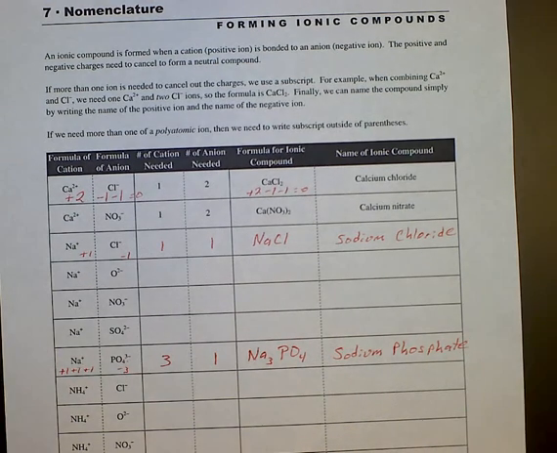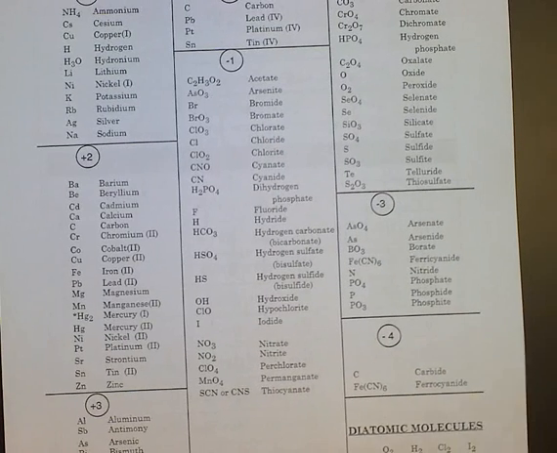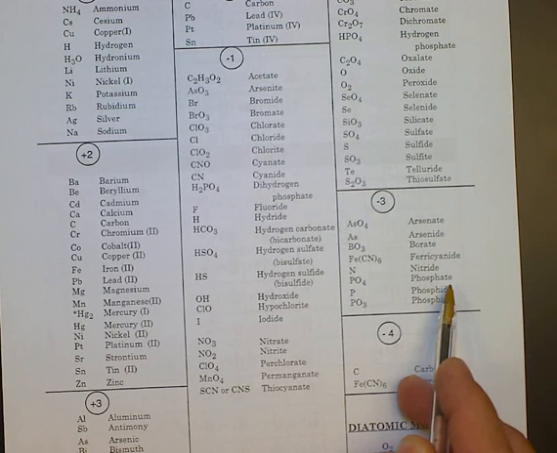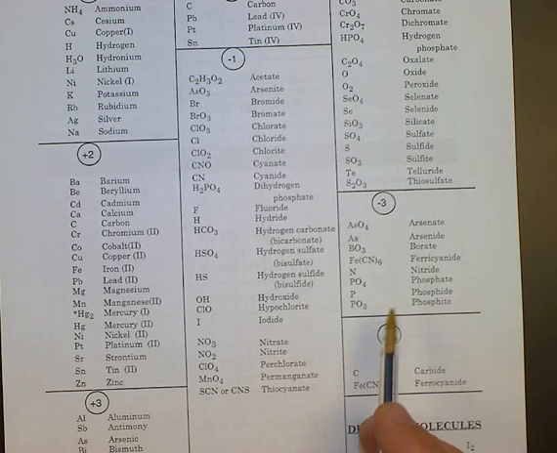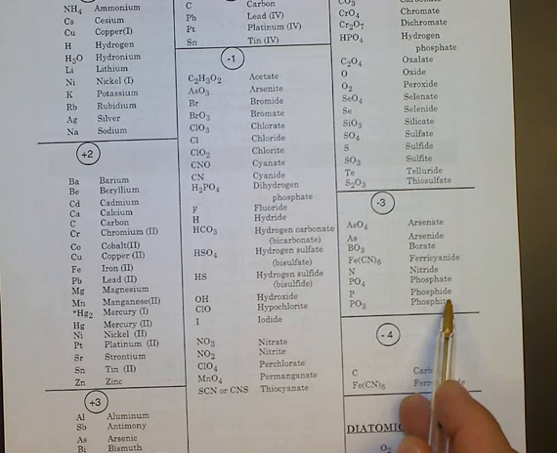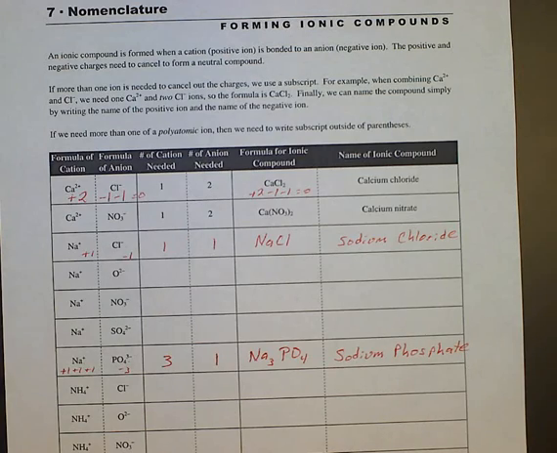And again, I'm using this sheet here, which hopefully you have right beside you. And I'm looking at the PO4 right here is phosphate. So that's how I know the name of that. And please be careful, because there's a phosphate, there's a phosphite, there's a phosphide, just some different endings, and they're all different ions. Let me show you one little trick.